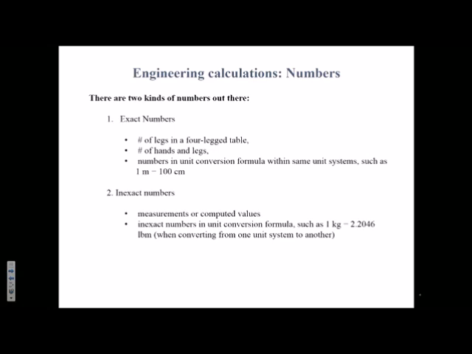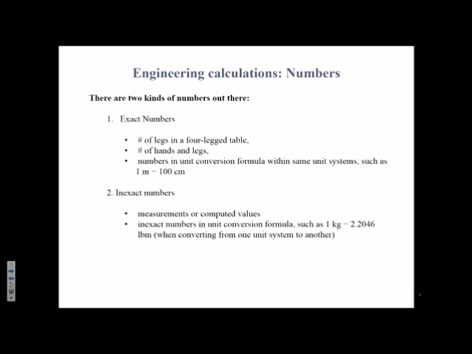We can't say we have 249.56 students. Not going to happen, right? Number of hands, number of legs. Those are all exact numbers. And somehow those numbers have maybe infinite precision, a different kind of quality about them. There is a sense of absoluteness about those numbers, and that's why they're called exact numbers, right?